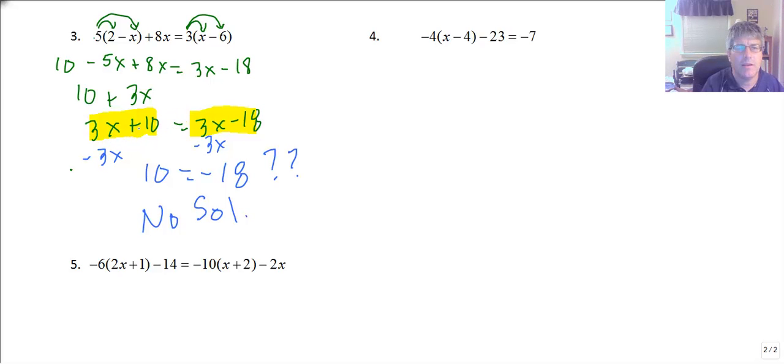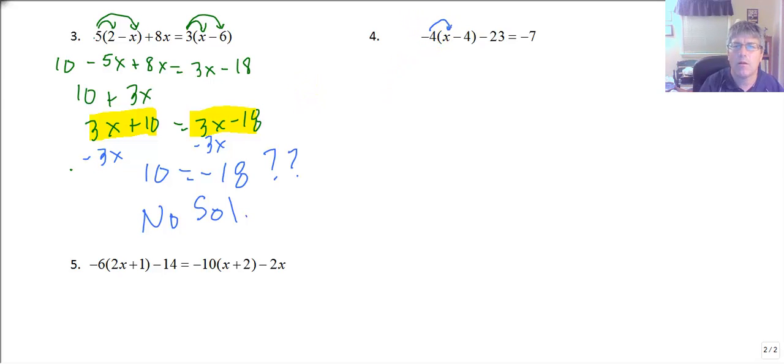What we're doing here, if you think about that, x is some number, aren't we tripling it, 3x? So we're saying let's triple a number and add 10. Well, that's the same as tripling the same number and subtracting 18. Yeah, that doesn't make any sense. So no solution for that.